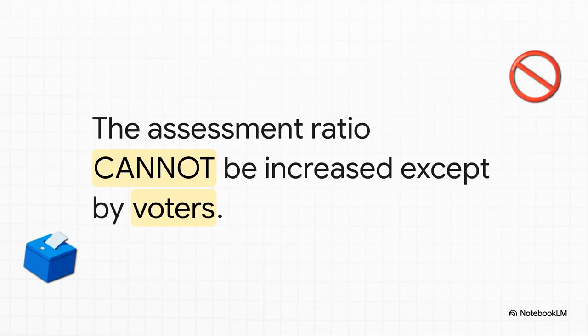You've really got to hear this part because it is absolutely crucial. That assessment ratio percentage cannot be increased except by a majority vote of the people in the county. Let me repeat that. Neither the county assessor nor the county commissioners can just raise this ratio on a whim. If they want to bump it from 11 to 12%, they literally have to ask you for permission via a ballot. You hold the keys to this part of the formula.